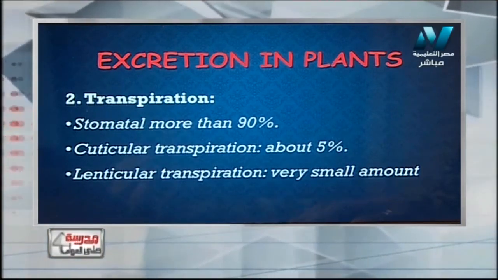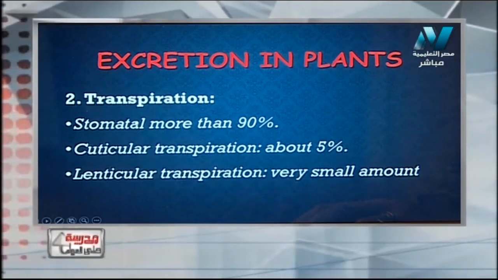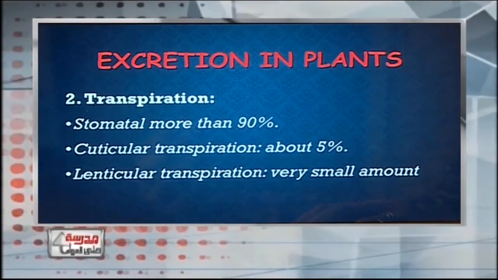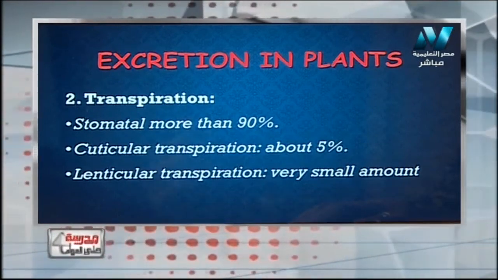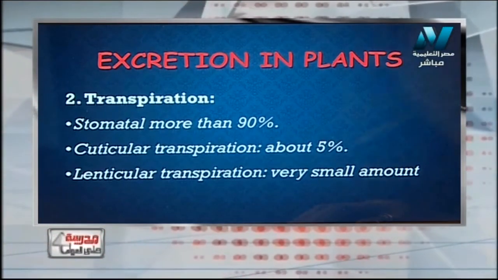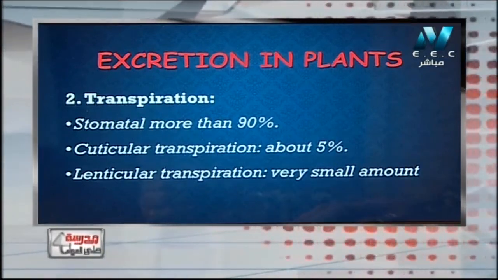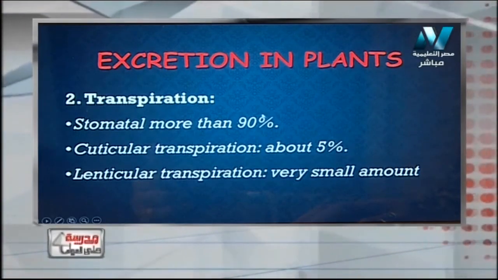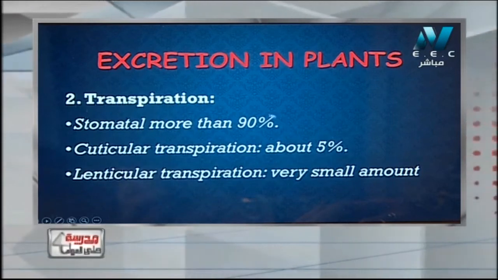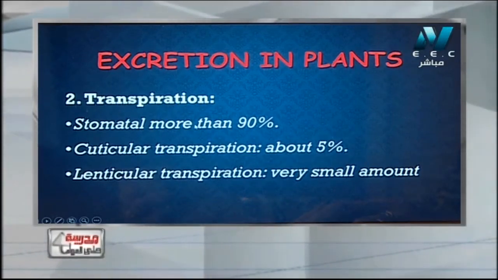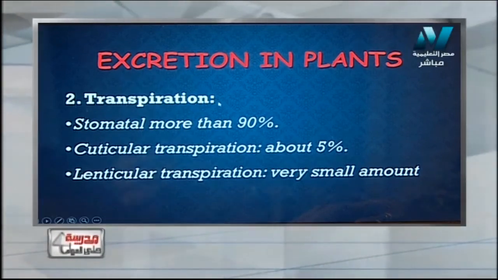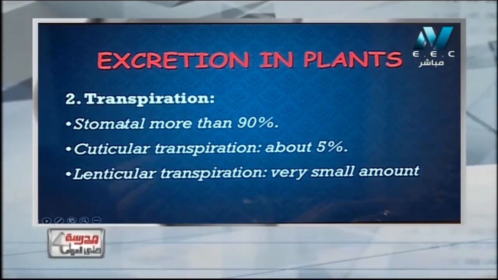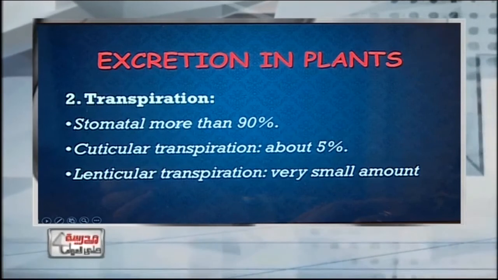And this air chamber contains excess amounts of gases that come out from the plant, or even gases that come inside the plant from the air. So the air chamber contains the transpired water in the form of water vapor, which goes out into the atmospheric air, and it represents about 90% of the total amount of transpired water. So transpiration must be in the form of water vapor. 90% of this water vapor comes out from stomata, so we call it stomatal transpiration.